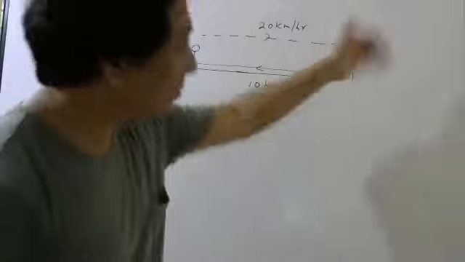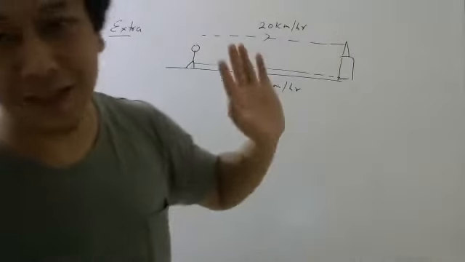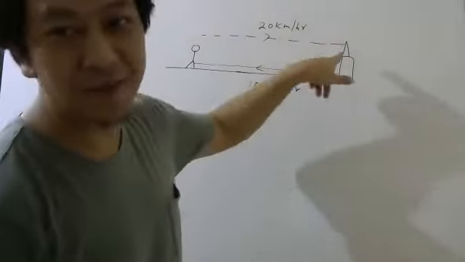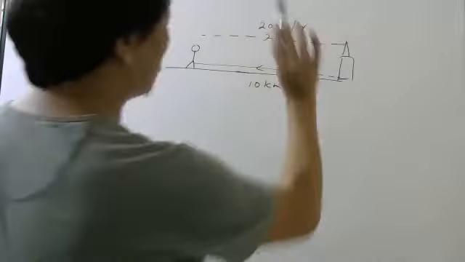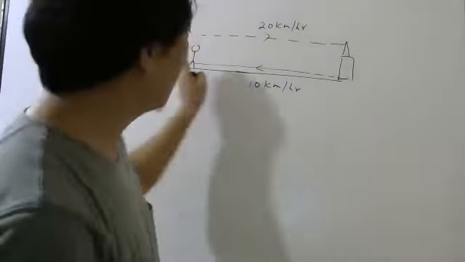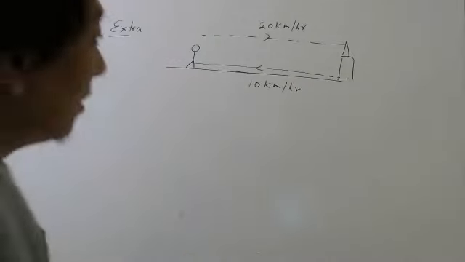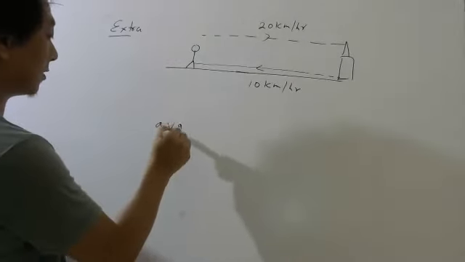So very happy, immediately he turned. Then slowly he came back. Immediately, okay, he didn't take too much time here. So he went from here to here at 20 kilometers per hour. From here to here, he came with 10 kilometers per hour. So find the average speed.